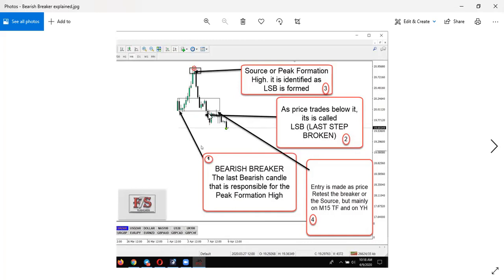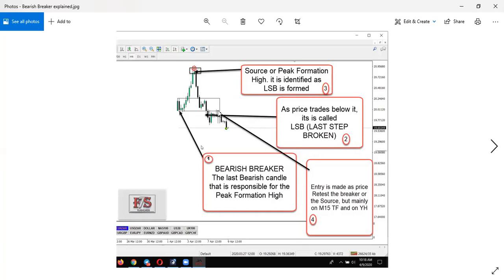As price trades below it, the breaker is validated. As price trades below the breaker, it is called what? LSB, which means last step broken. That means the validation, as price trades below the breaker. Just like when we have breaking market structure, you know market structure, as price trades below the structure, like a higher high making a lower high, a lower low, as price does a retest. So as price trades below the breaker, it is called LSB, last step broken.